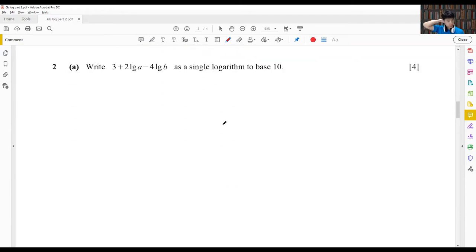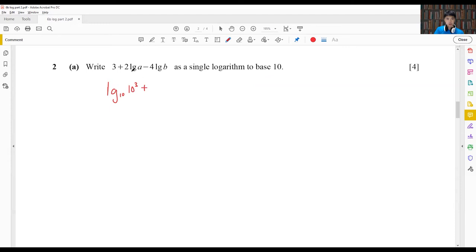Next part, write 3 plus 2 log a minus 4 log b as a single logarithm to base 10. As you guys should already know, these logs actually represent log base 10, right? So that means we have to change 3. 3 is going to become log base 10 of 10 cubed plus this.